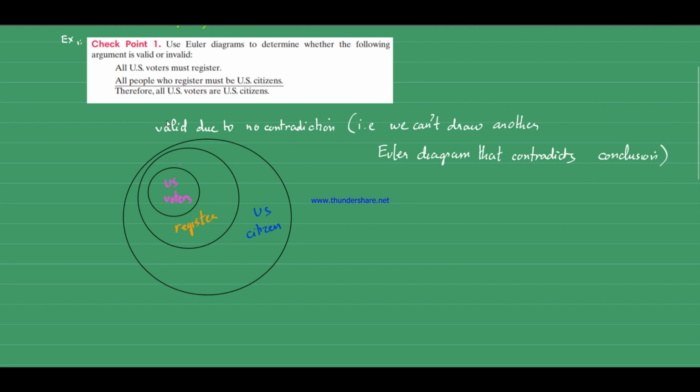All right, so that's the first example. Now let's do another example and see whether the syllogistic argument over here is valid or invalid. How about this?